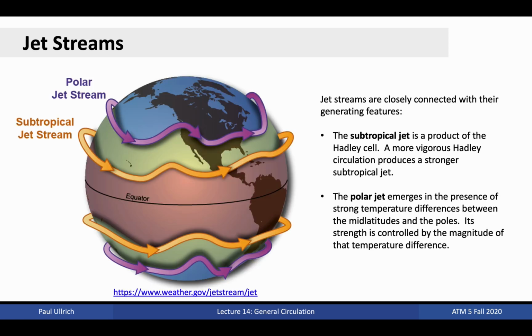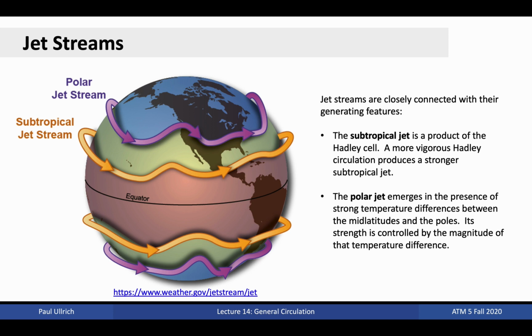Jet streams are closely connected with their neighboring circulation cells. The subtropical jet is the product of the Hadley cell, produced because of air that diverges from the equator and is turned eastward by the Coriolis force. A more vigorous Hadley circulation, that is, more convection and more diverging flow, tends to produce a stronger subtropical jet.